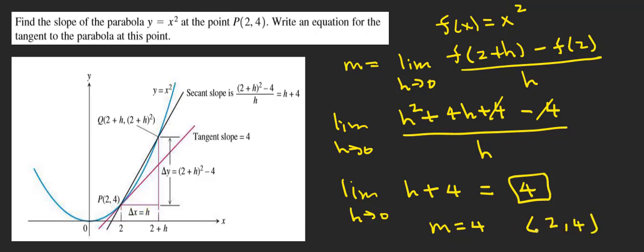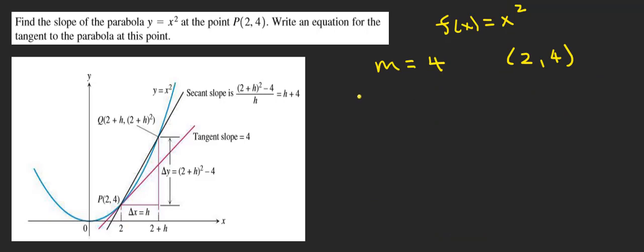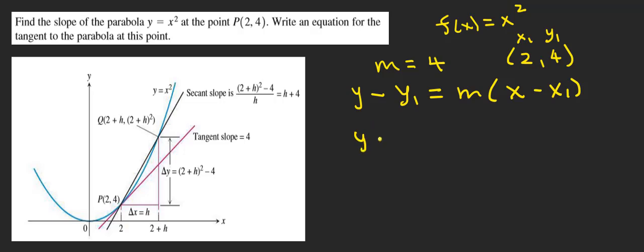Now we're going to use the point slope form to find the equation of the tangent line. The point slope form will be y minus y1 equals m times x minus x1. So let's plug it in. This is your x1 and that's your y1. You're going to get y minus 4 equals 4 times x minus 2.